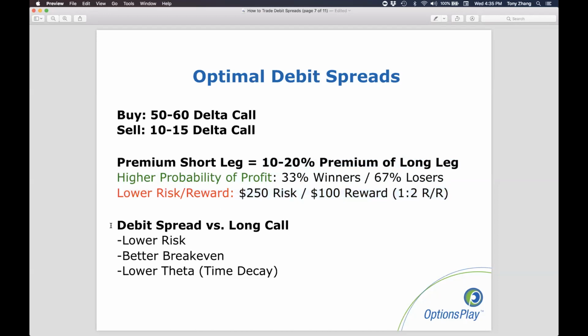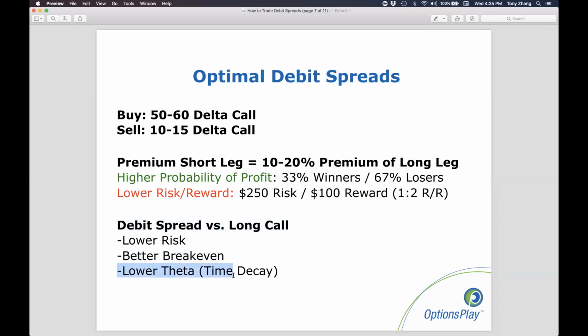The benefit of trading debit spreads versus just buying a long call or a long put is that you're going to have a lower amount of risk. Because you have a short leg, you reduce the cost of the long leg. That means your absolute risk is lower. It also lowers the break-even price of the strategy, so the stock doesn't need to move as much for your strategy to be profitable.